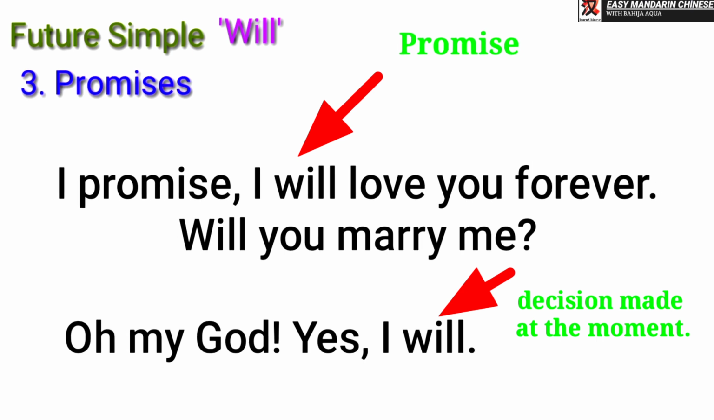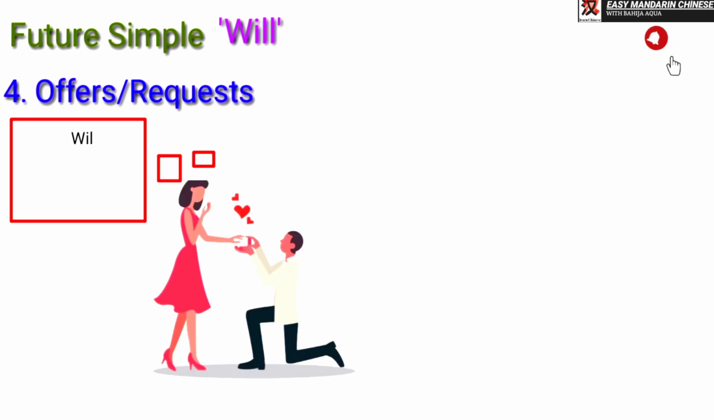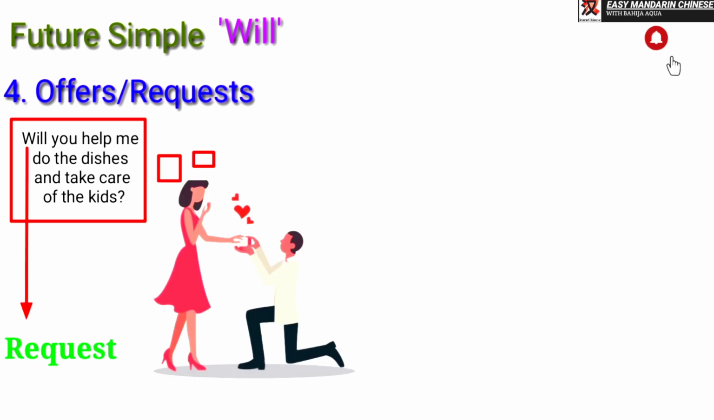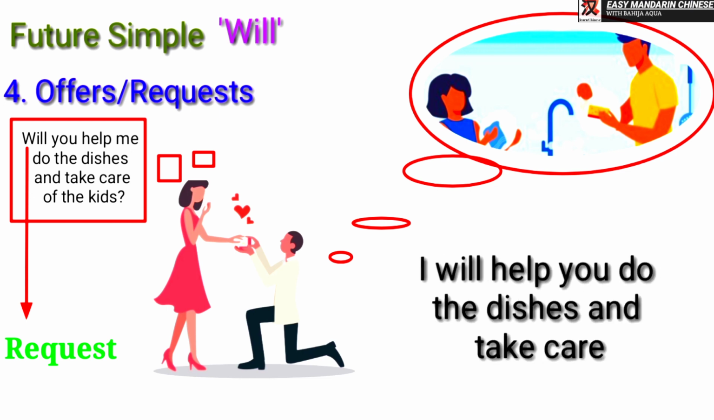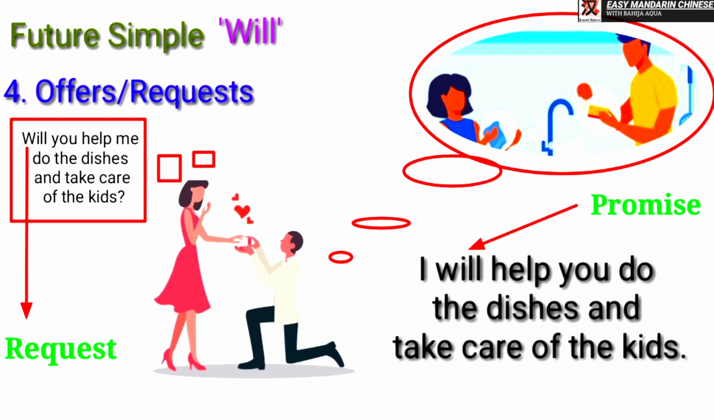The fourth reason to use will is for offers or requests. Here is a request. Will you help me do the dishes and take care of the kids? I will. I will help you do the dishes and take care of the kids. I will help you do the dishes. So here, will is also used for promise.